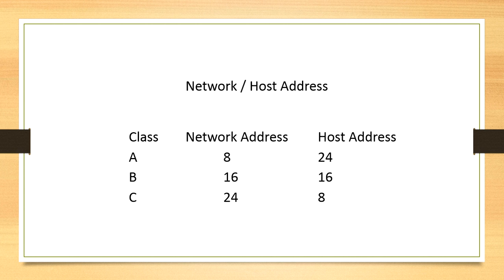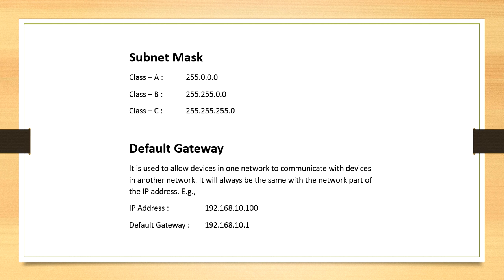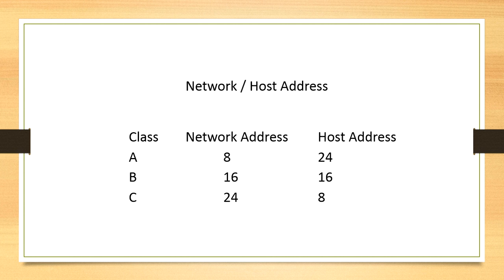And this is the thing, network and host addresses. How will you identify how many bits are network and how many bits are host in any given IP address? If it is class A, then the first 8 bits will be network address and 24 bits will be host address. For class B it will be equal, 16 and 16, and for class C, the first 24 bits are network and the last 8 bits are host. We can easily figure out how many bits are network and how many bits are host using the class of the IP address.